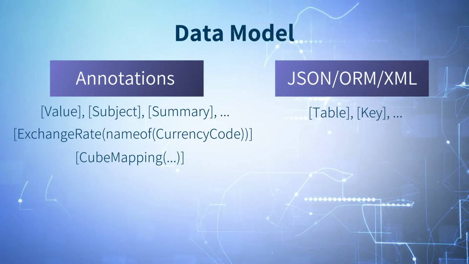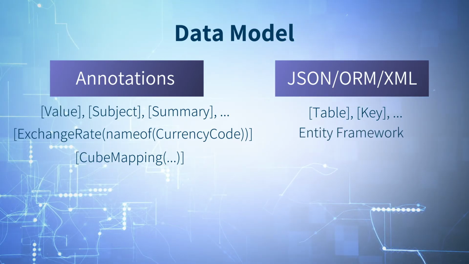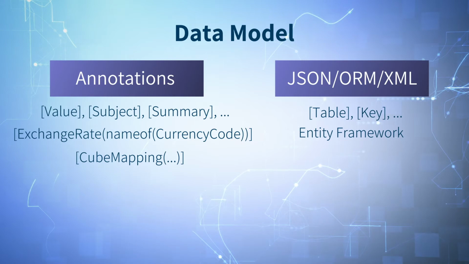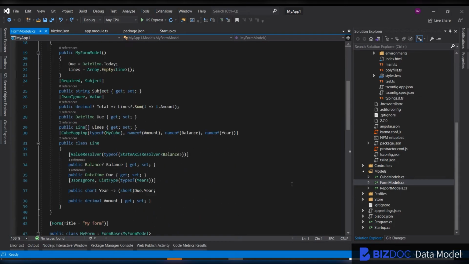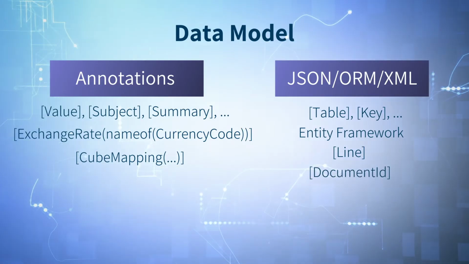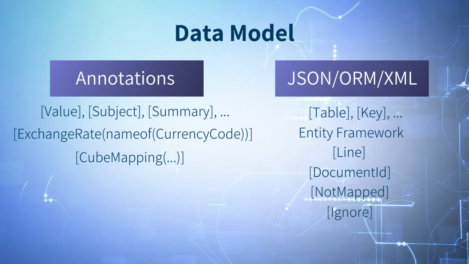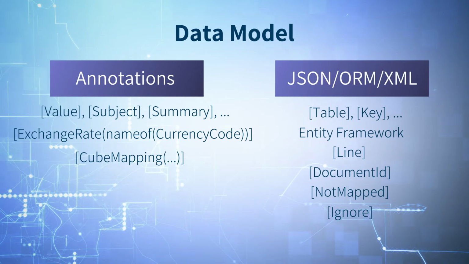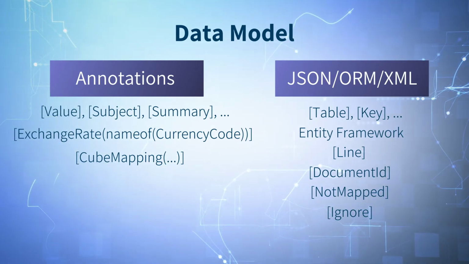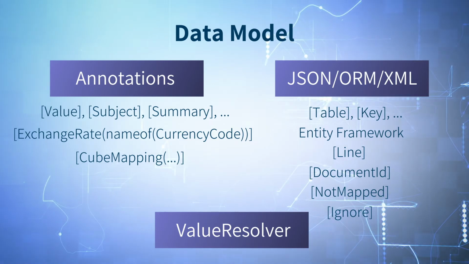The model can also be used as an EF model, instructing BizDoc to save data to one or more database tables. This is done by annotating the class or classes with Table, Line, and Documented attributes. Use NotMapped and Ignore to skip properties which you do not wish to store in the database. A unique property value is the one driven from ValueResolver, which allows setting its value from a different place.